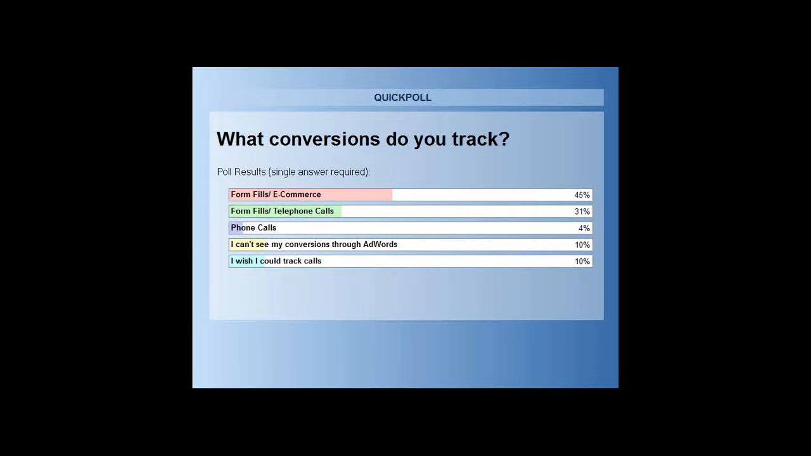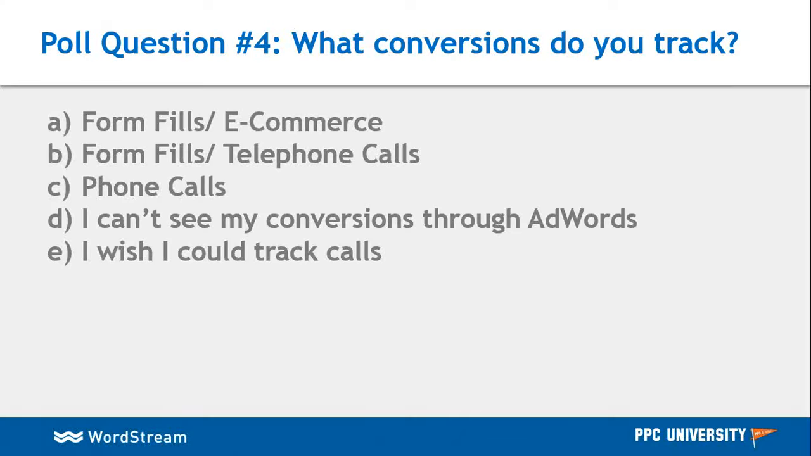It looks like 45% of people chose A, that they track their form fills and e-commerce. 31% of people have form fills and telephone calls. 4% of people just track telephone calls. 10% can't see their conversions through their AdWords account. And 10% wish they could track their calls. Now, I've got a lot of different people on the call, and these polls are great because they give me a better understanding of what direction to go with the presentation.